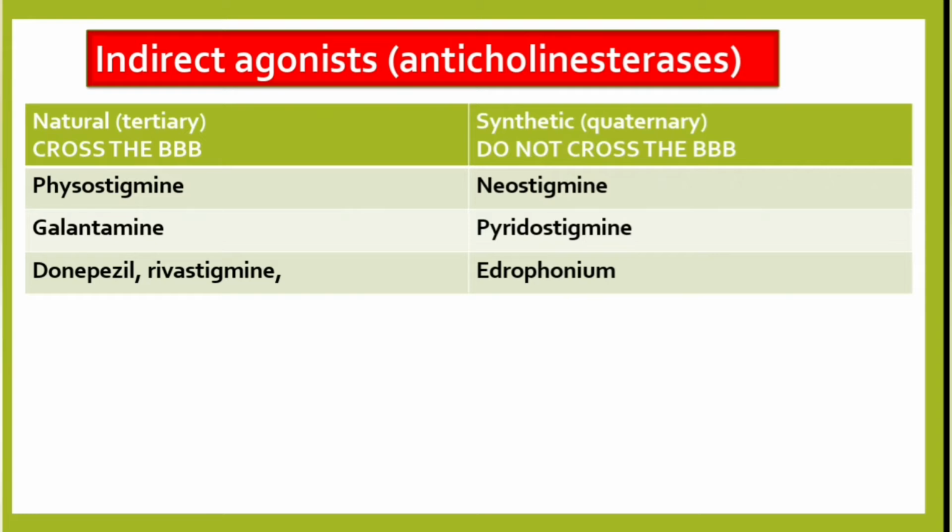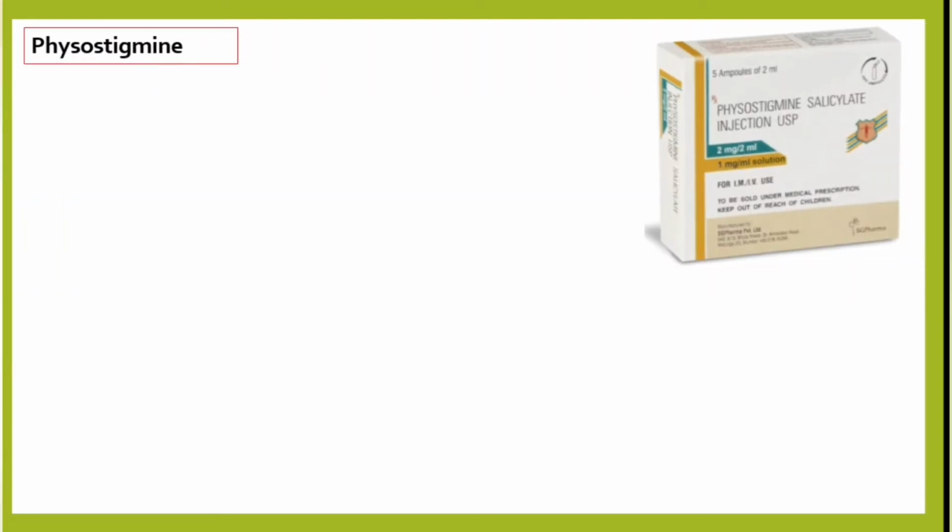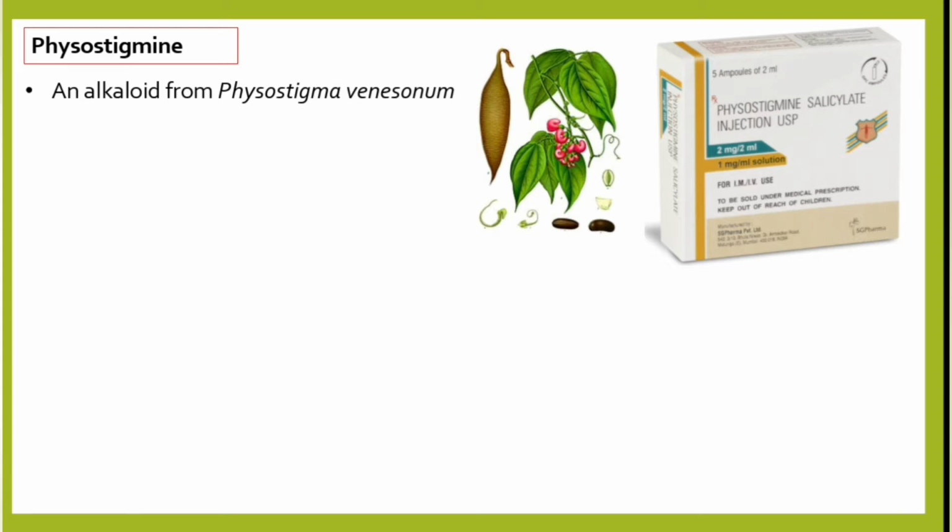So let's talk about these drugs one by one, starting with physostigmine. Right, so physostigmine is actually an alkaloid from Physostigma venenosum. Right, so this is the plant. It's given either intramuscularly or IV. Right, this drug is well absorbed and it penetrates the central nervous system, and it is a reversible effect.